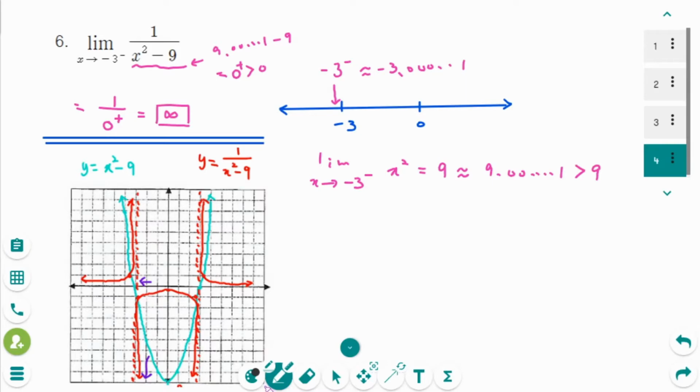Luckily, we already have the graph, so let's check the answer. When x approaches minus 3 from the left side, the graph goes up without boundaries here. Of course, it shows the same answer, which is infinity.